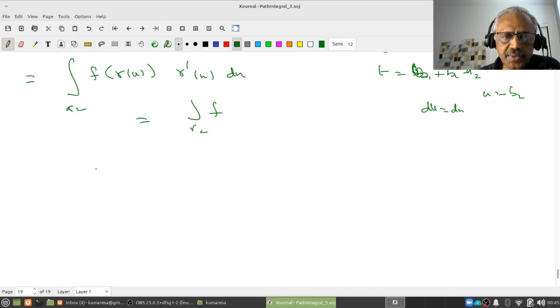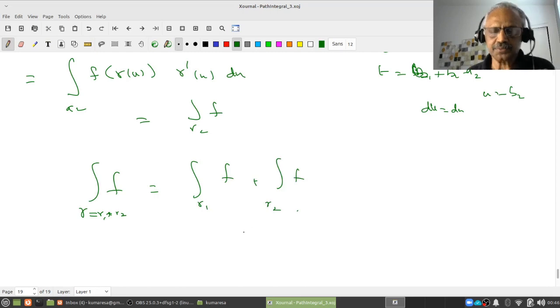Therefore, what have we shown? Integral of f over gamma, where gamma is gamma 1 followed by gamma 2, is integral of f over gamma 1 plus integral of f over gamma 2. Pause, review, proceed.